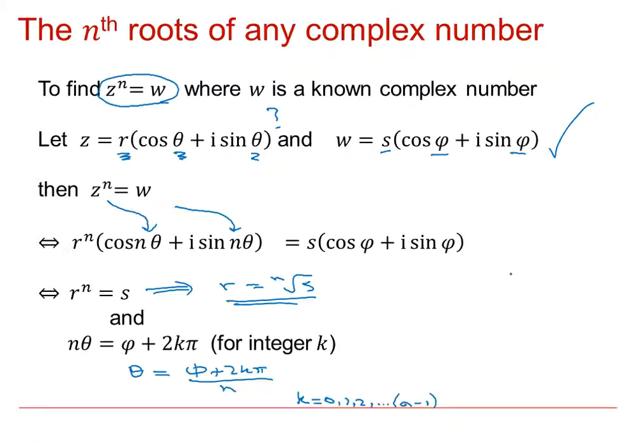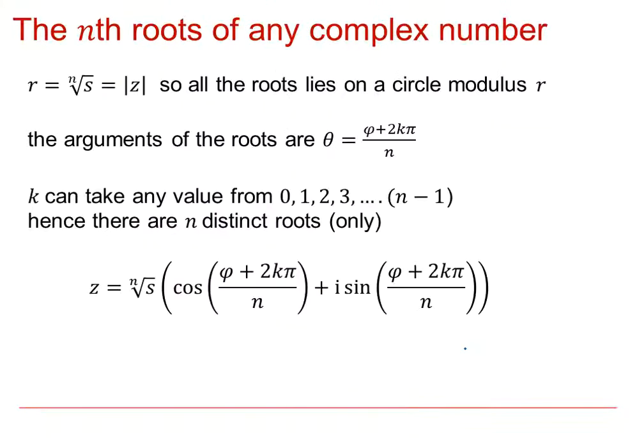And it's worth noting, just for the record, what happens when k does equal n? What happens if we go a step further? Then theta would be (phi plus 2n pi) over n, which is phi over n plus 2 pi. So that 2 pi is one complete extra revolution, which is the same as phi over n, which is exactly what we would have got if k was 0.